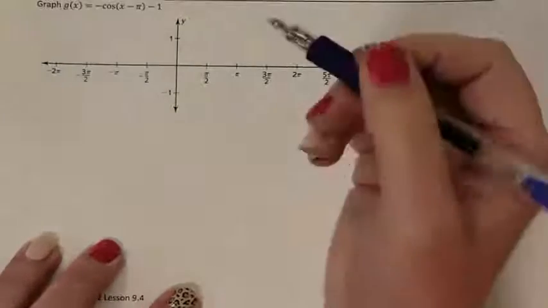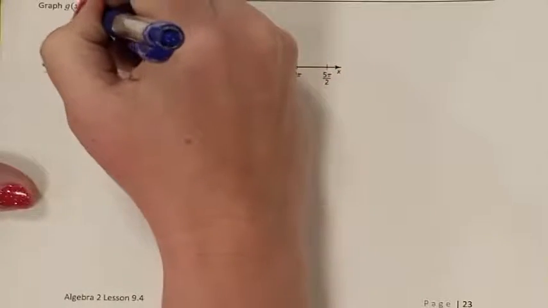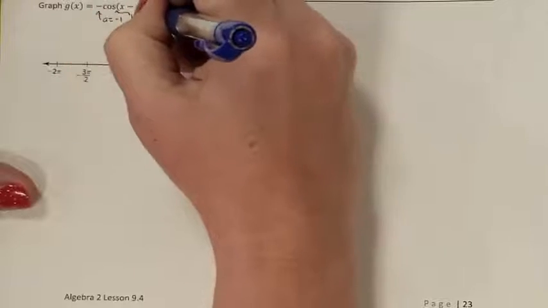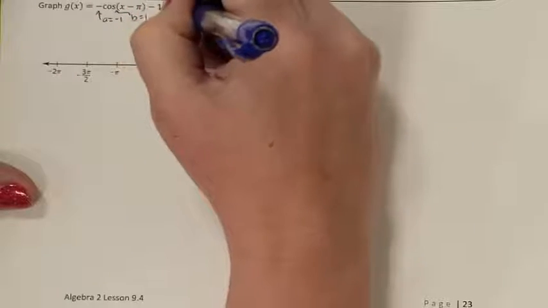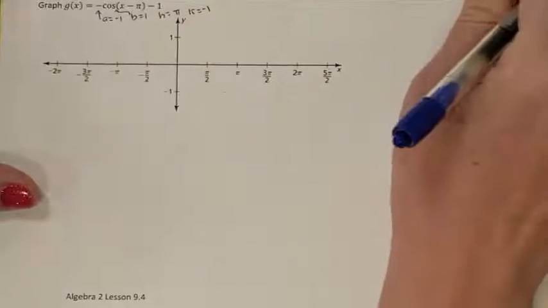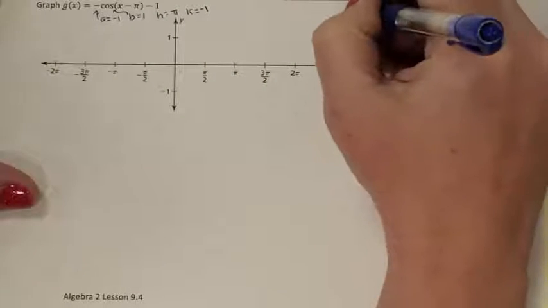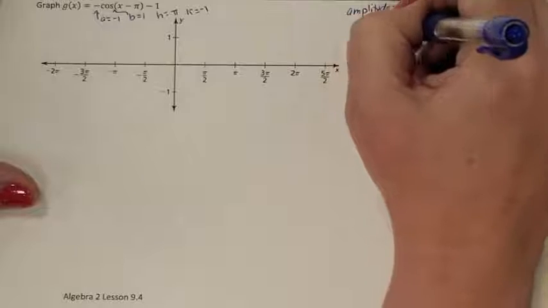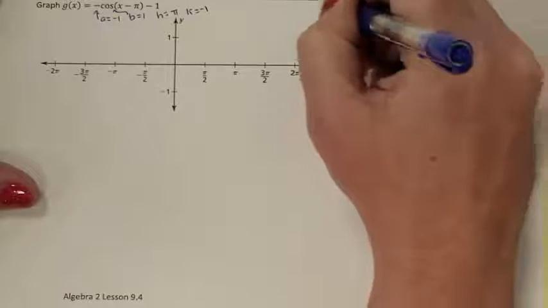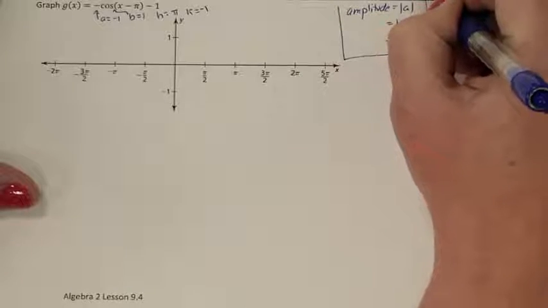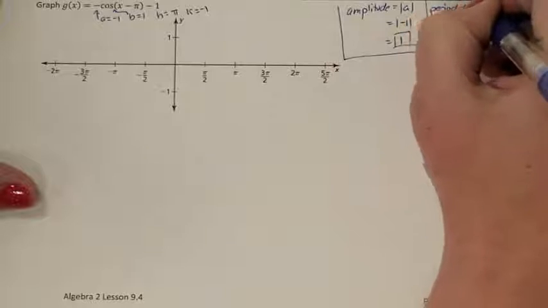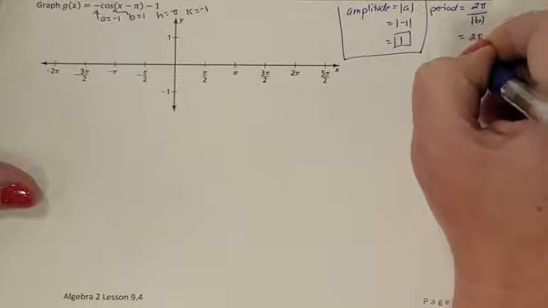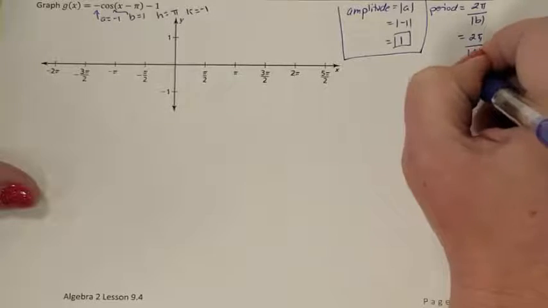Our last problem. First, we need to identify our A, our B, our H, and our K. So before we can graph this, we need to find our amplitude, which is the absolute value of A. So it's the absolute value of 1, which is 1. What is my period? My period is 2 pi all over the absolute value of B, which is the absolute value of 1, which simplifies down to 2 pi.